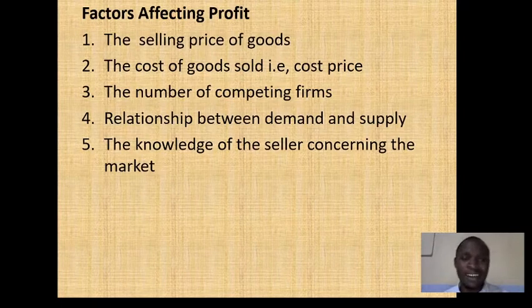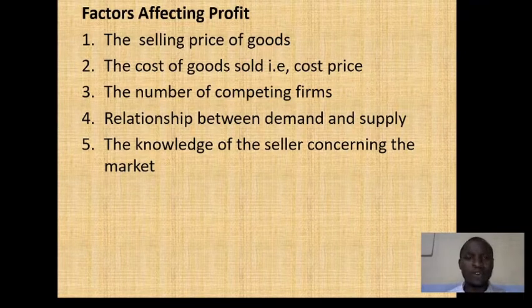And then we have factors affecting profits. One of the factors affecting profit is the selling price of goods. If the price of good is high, your profit definitely is going to be high. But if the price of the good is low, your profit will definitely be low. So the price of the goods is one of the ways that determine the profits you are going to make in a business.